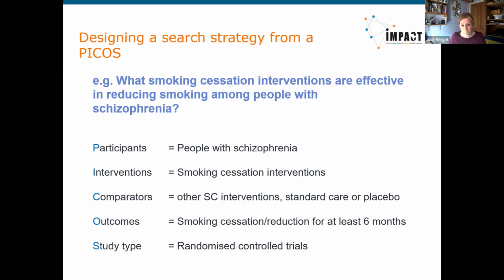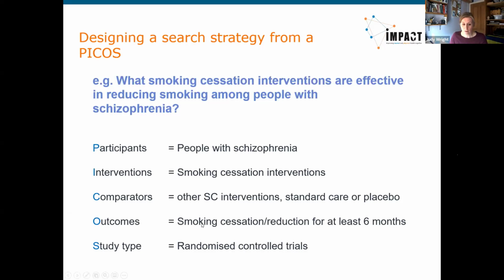The comparators in this review are other smoking cessation interventions or some kind of standard care. So that's quite a mixed bag of things, and quite similar actually to the interventions. The outcomes for this review are at 6 months and beyond. What changes though in the smoking behaviour? So has smoking cessation happened, or has smoking reduced at least 6 months or later? And it's an effectiveness review, so we are looking for randomised controlled trials.